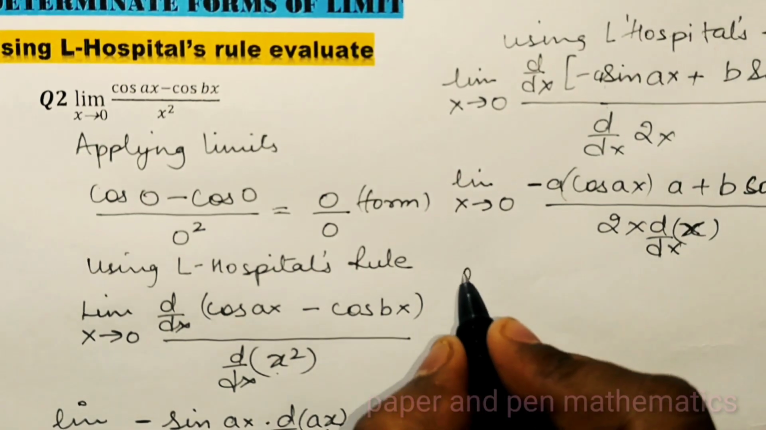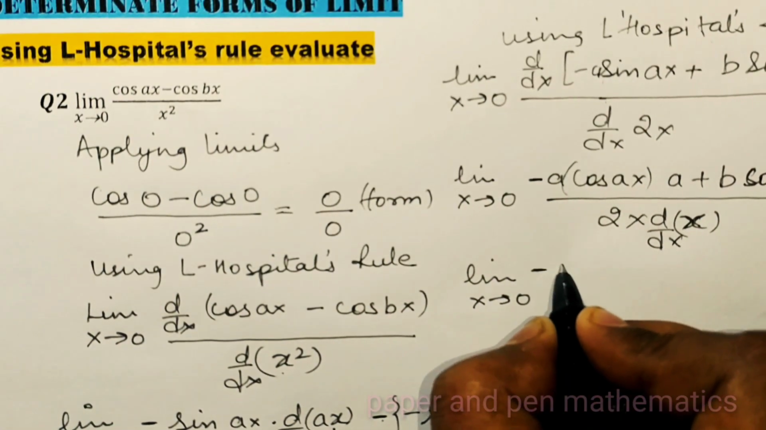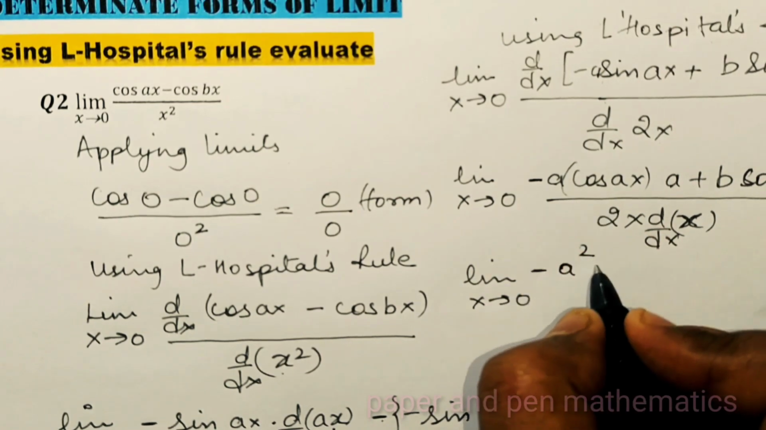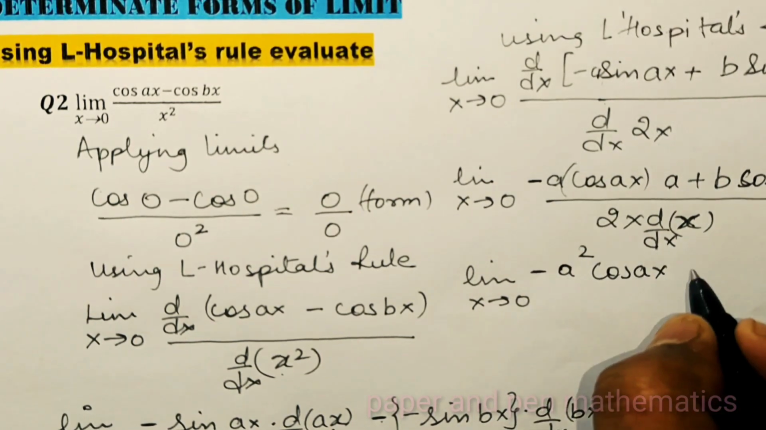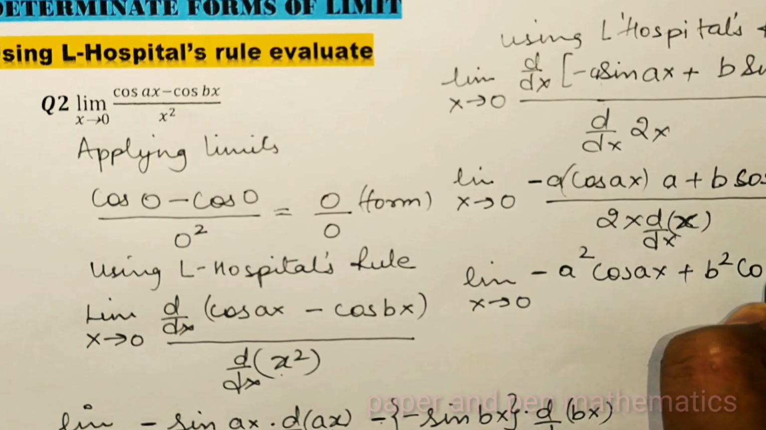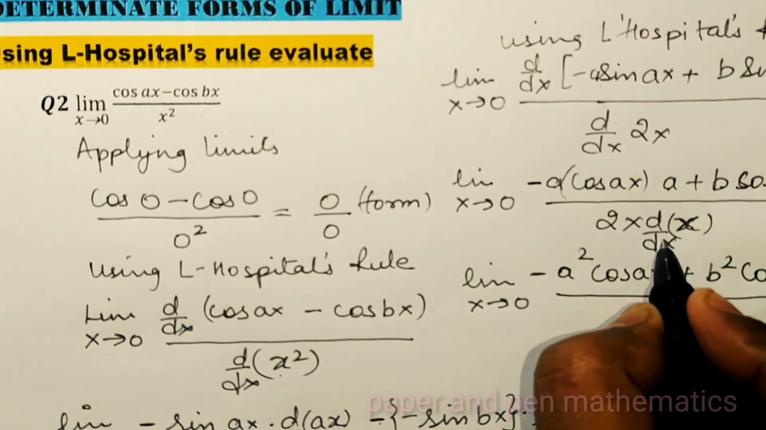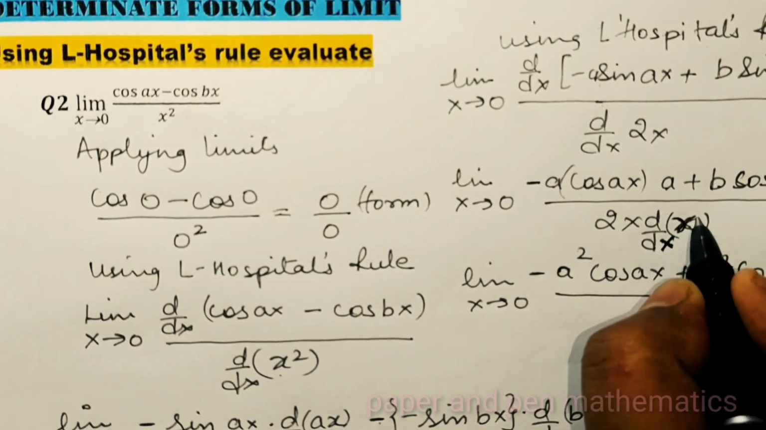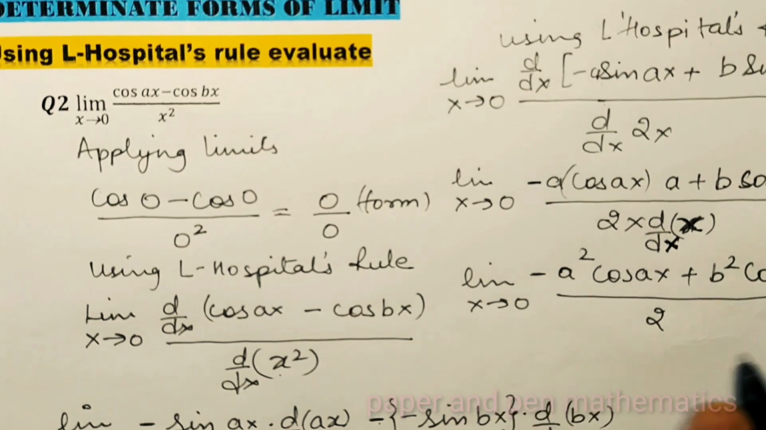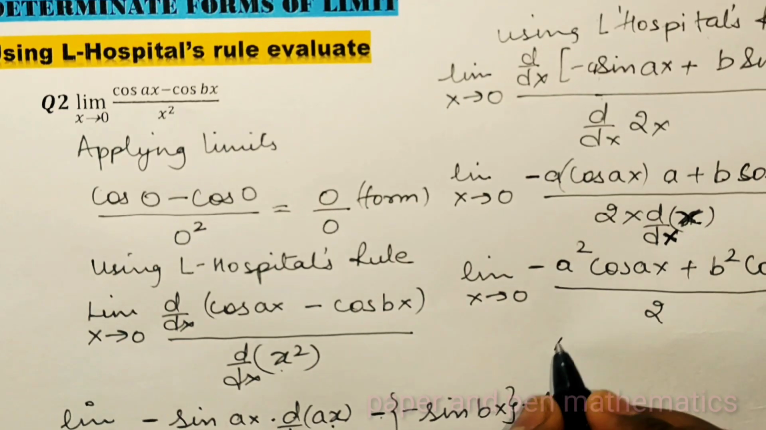So limits x tending to 0, minus a square, because a into a is a square, cos ax, plus b into b is b square cos bx, and differentiation of x is 1, and 1 into 2 will give you 2. Now see, we have done the differentiation. Now once we have done the differentiation, we will be applying limits.